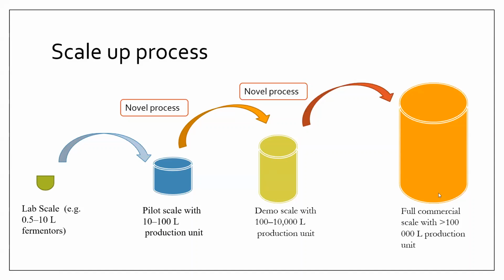Okay. And once your process is fully optimized at the demo scale and the pilot scale, only then is the company going to set up a full commercial plant. Always, when the process is new, novel, meaning it is a first-time process, they choose this route of lab to pilot, pilot to demo, and demo to full commercial scale. But when a company has already set up one unit and wants to set up another unit, they skip the demo scale, because that process has already been optimized once at the full commercial scale. They move directly from pilot scale to the full commercial scale.